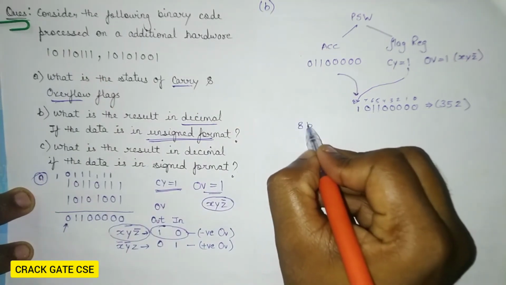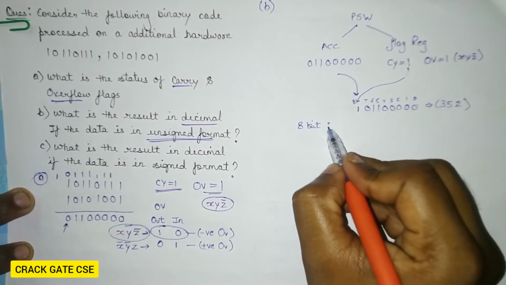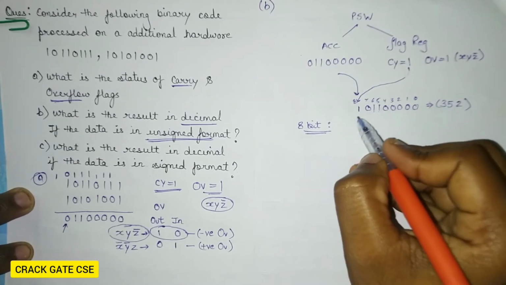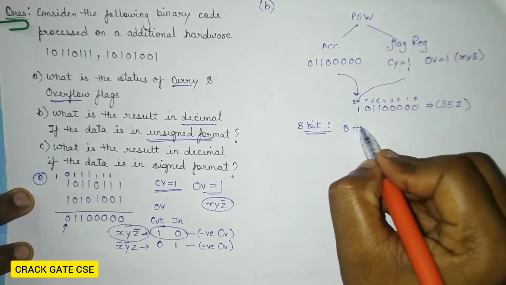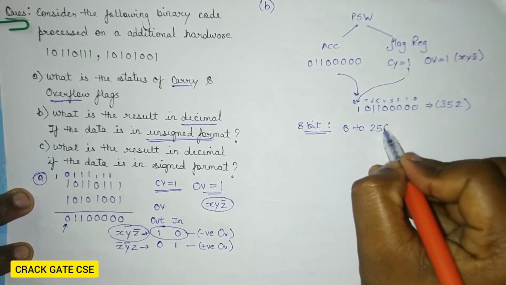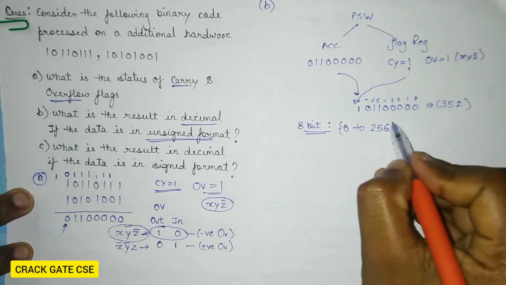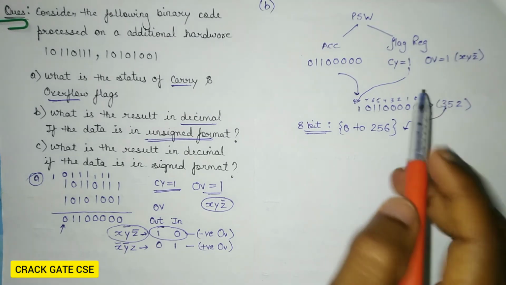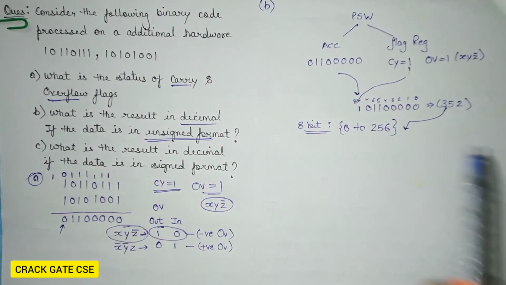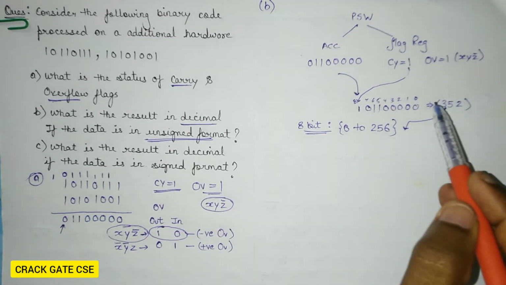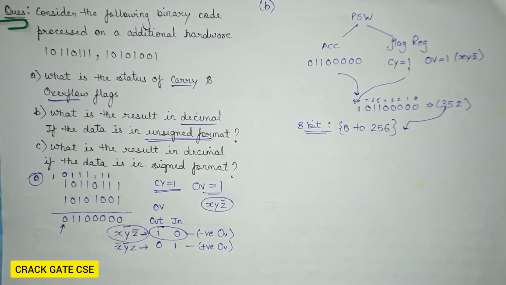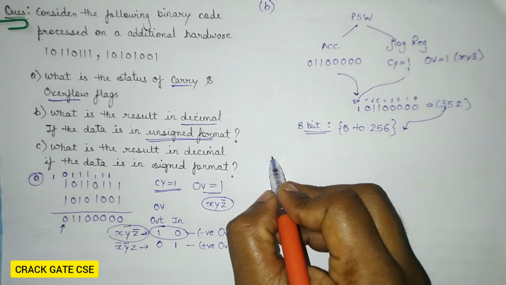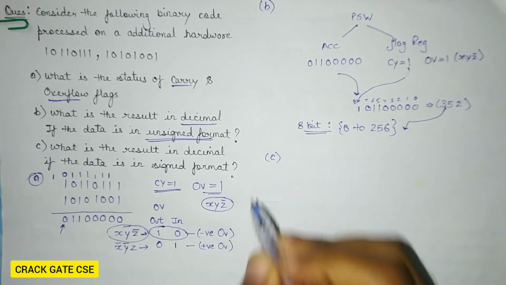So what will be the range for 8-bit unsigned data? For 8-bit unsigned data, the range will be 0 to 256, right? So here you can see that this 352 is out of range, therefore the carry is set over here, right? So what is the value in decimal? Value in decimal is 352, right? So this is the answer of the B part. Now quickly move on to the C part.